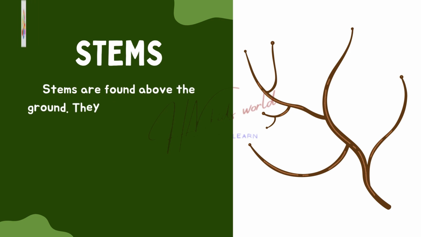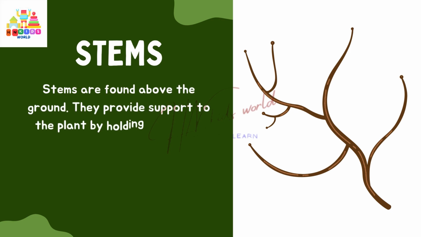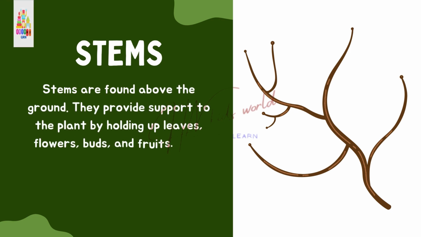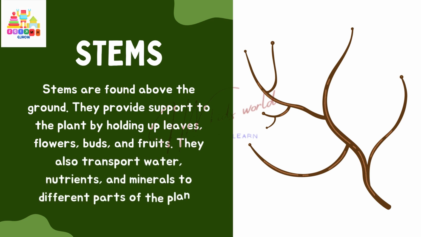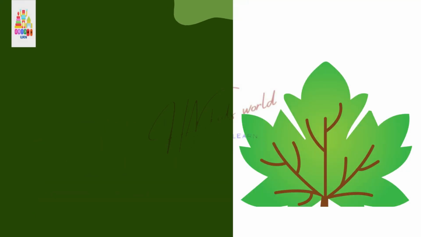Stems. Stems are found above the ground. They provide support to the plant by holding up leaves, flowers, and fruits. They also transport water, nutrients, and minerals to different parts of the plant.